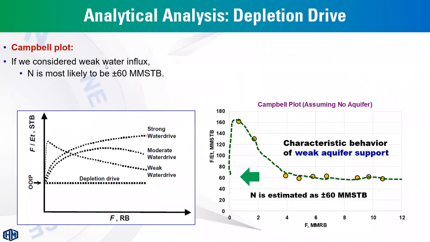For that field, this is the confirmation for this scenario using the Campbell plot. If we plot F divided by Et against F on the X axis, this is the behavior of the data. We have an early time increase followed by a sudden decrease in F divided by Et against F, as you can see. That means this is the typical behavior of a weak water aquifer, according to this diagnostic Campbell plot.